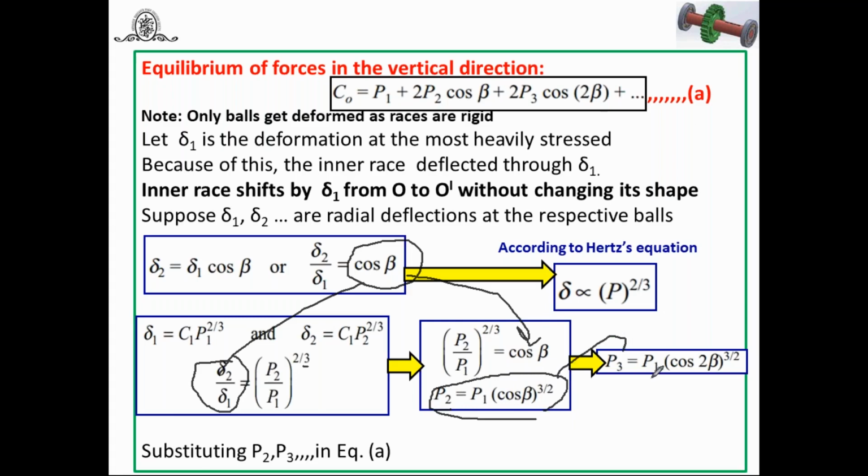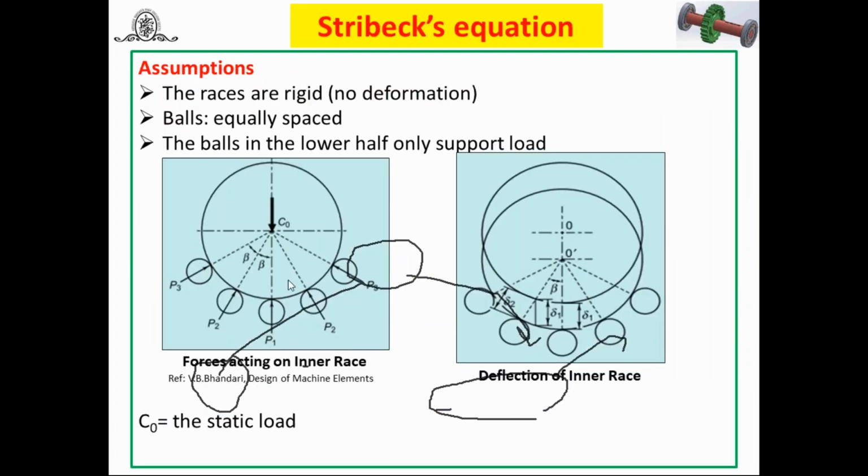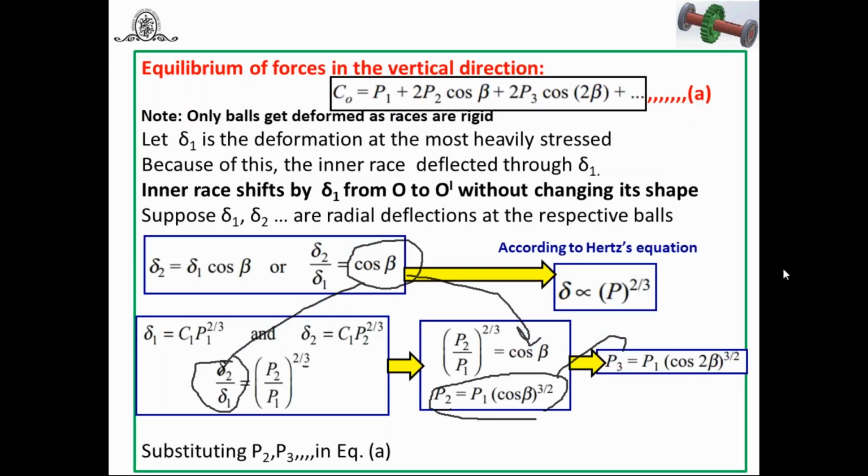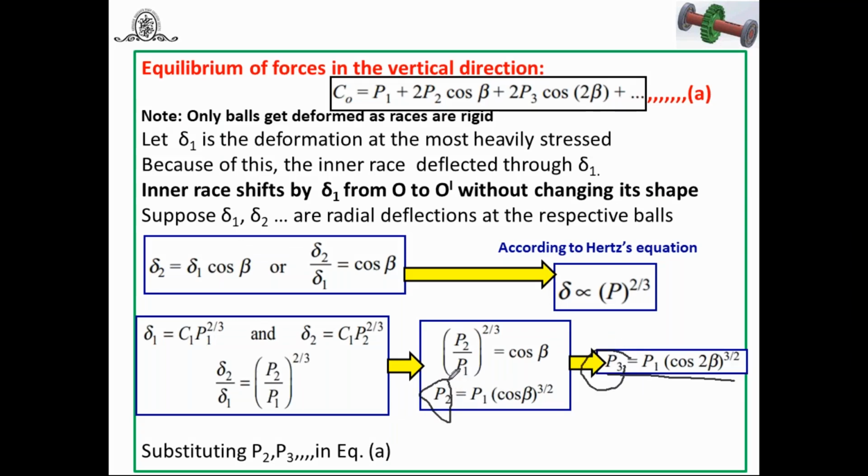Similarly, you can find out P3 is equal to P1 cos 2 beta. Because here for P2 the angle is beta, here it becomes 2 beta. Try to understand. You can do it at home also. You will find P3 is equal to P1 into cos 2 beta raised to 3 by 2. Now you have P3, you have P2. What you have to do is substitute this P2 and P3 in this equation 1 or equation A. P1 remains the same, P2 means this value, P3 means this value. You can substitute here.